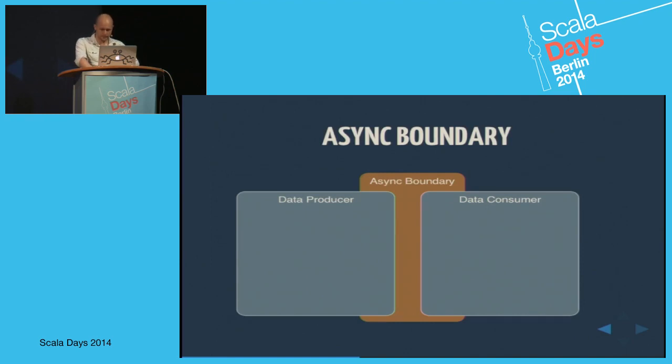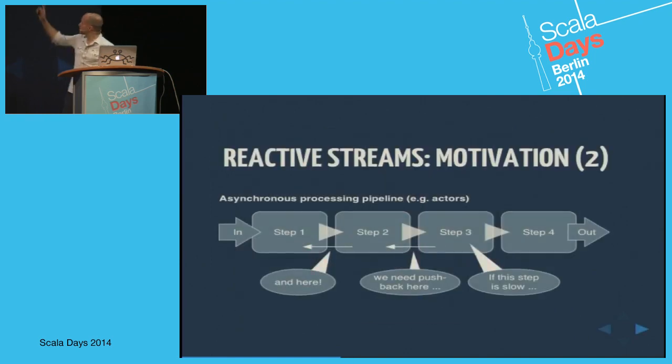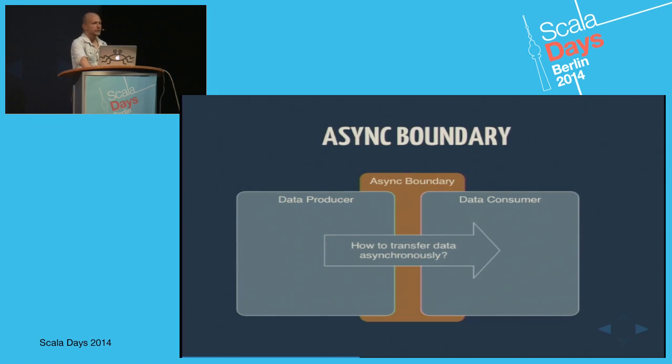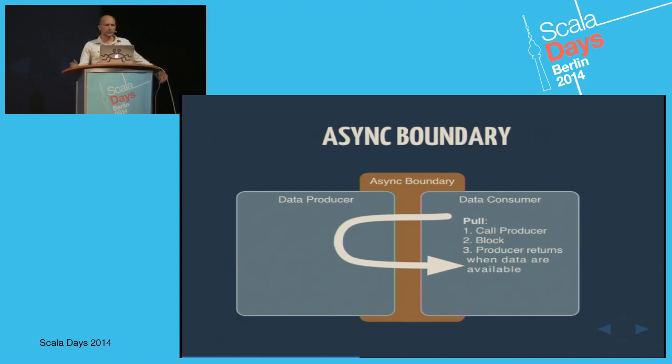And as Roland has shown before, those things in between are the asynchronous boundaries, and they are the ones being solved by reactive streams. That's the focus. And as you've seen before, it's basically the same idea. The question is, how do I transfer data across an asynchronous boundary from a producer to a consumer? What kind of modes do I have? Those things are asynchronous. They run in their own time, in their own threads, in their own processes, whatever. And there are two standard ways.